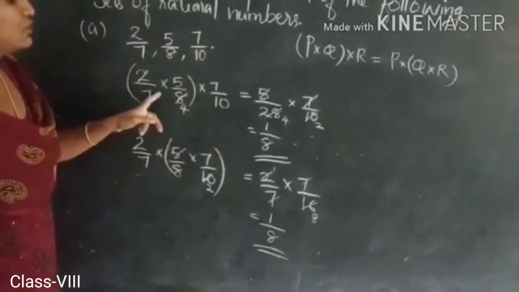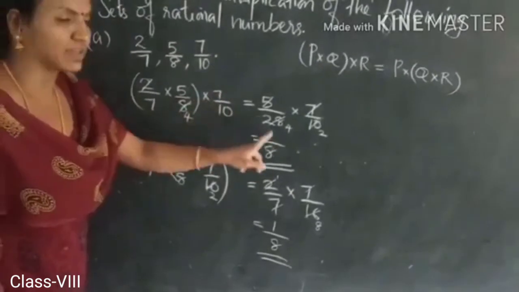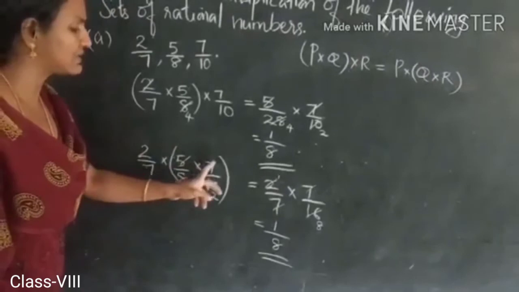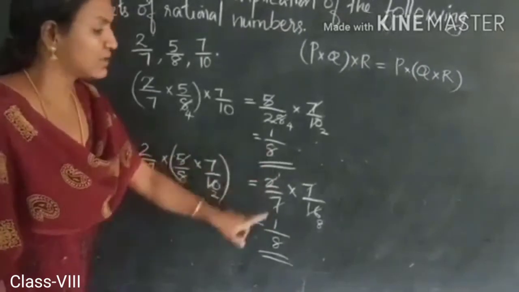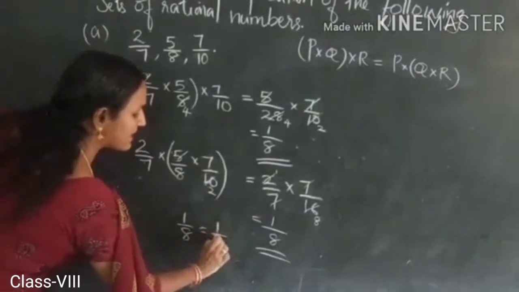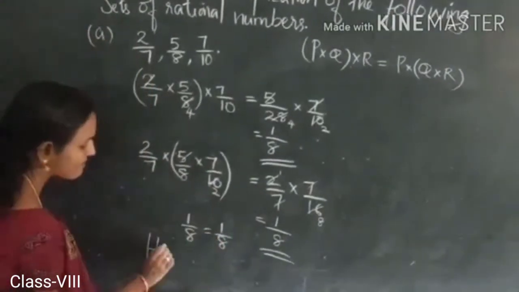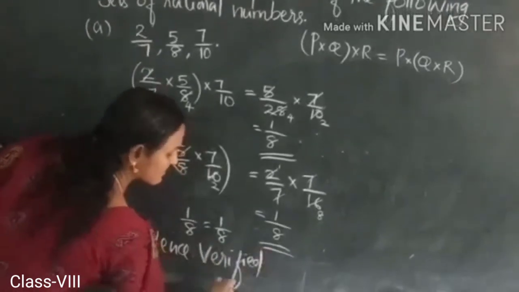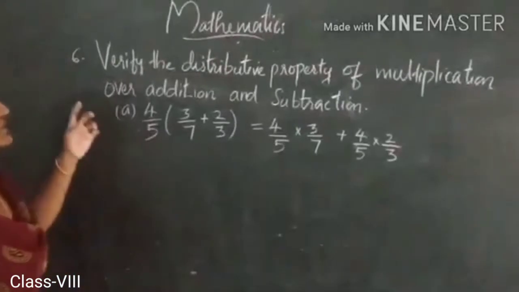2 by 7 into 5 by 8 into 7 by 10 is equal to 1 by 8. So they are equal. So 1 by 8 is equal to 1 by 8. Hence, verify.